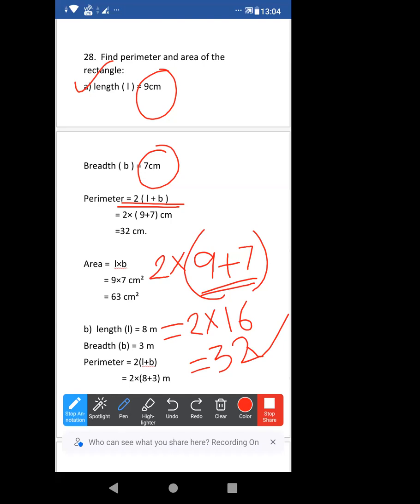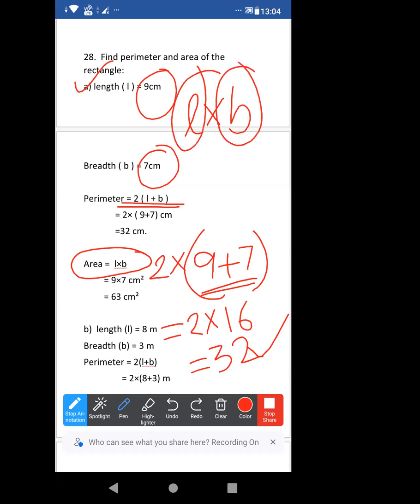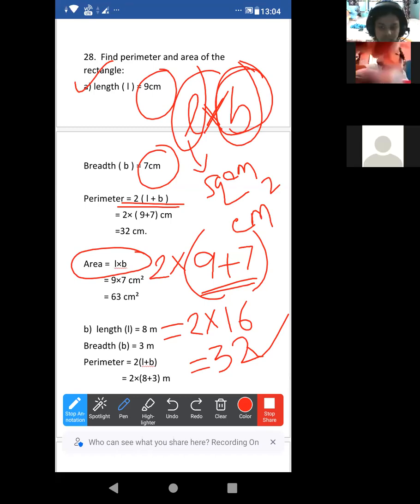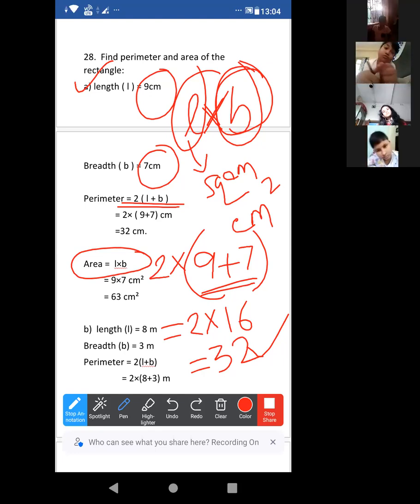First one done. Now I am coming to the area, length into breadth. Here the unit usually is square meter, square centimeter. It is a square unit. Why? Because we are doing length into breadth, so there is a unit of length as well as a unit of breadth, and we are doing multiplication. Suppose the unit of length is centimeter and the unit of breadth is also centimeter, so square centimeter, or you can write centimeter square. Is it clear to all of you? If yes, just shake your head. Trisha, clear?